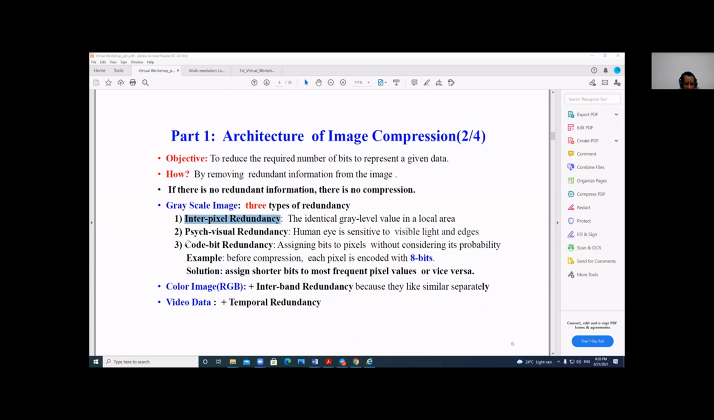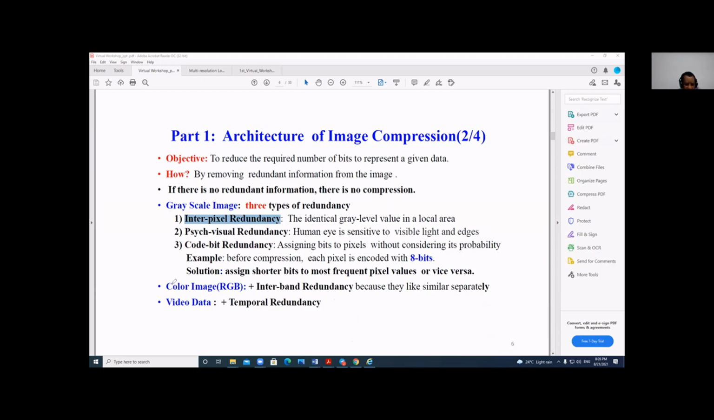The reason why there is a code redundancy: there is a code redundancy when we assign an equal number of bits for each pixel value, but we have to assign variable-length codes for each pixel value based on the probability distribution. So this is the third redundancy.